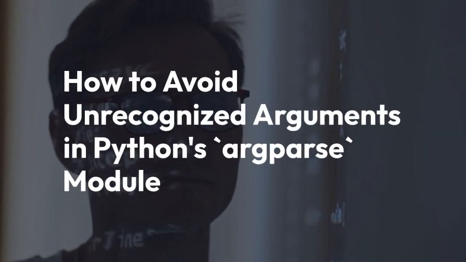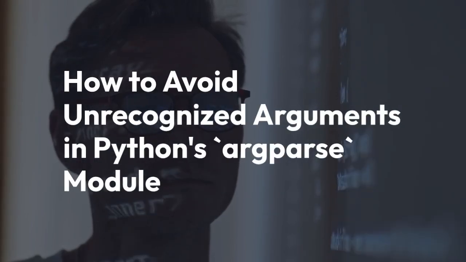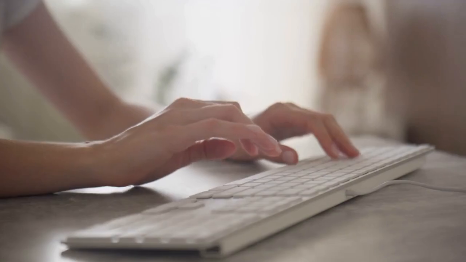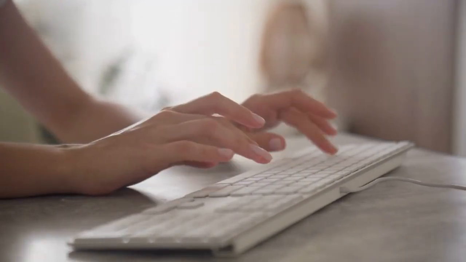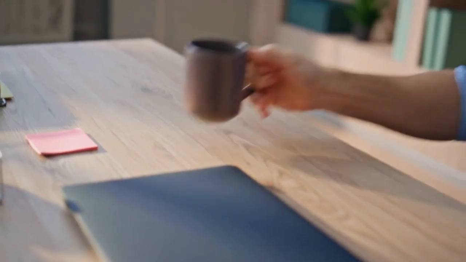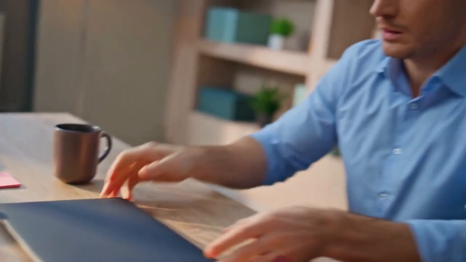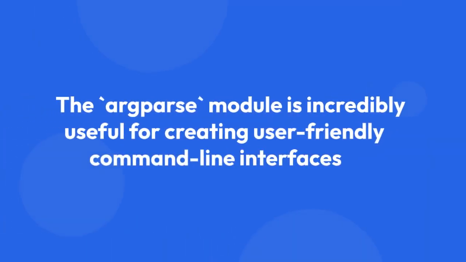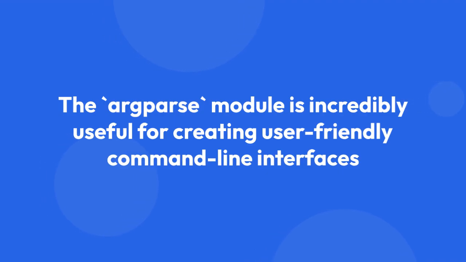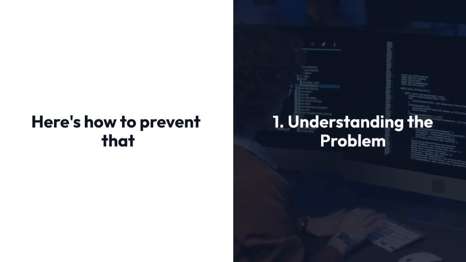We're going to explain how to avoid unrecognized arguments when using Python's Argparse module. This is a common issue when building command line interfaces, and understanding how to handle it makes your scripts more robust and user-friendly. The Argparse module is incredibly useful for creating user-friendly command line interfaces. But if a user provides an argument your script doesn't understand, it will usually crash with an error. Here's how to prevent that.